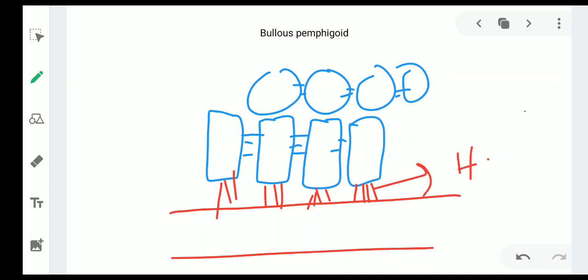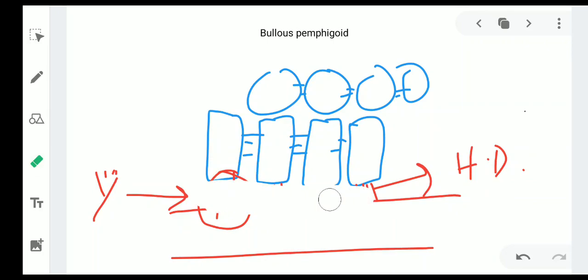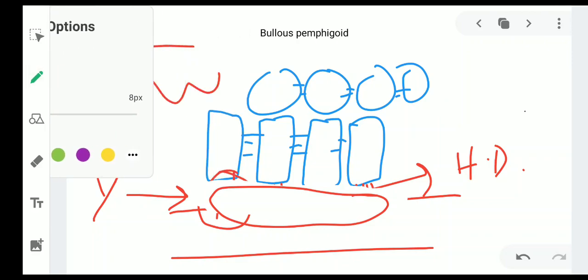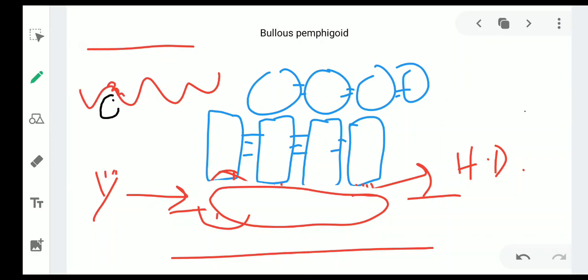Now, in this condition, the antibodies are produced against these sites, the hemidesmosomes. So, when these connections are destroyed, a vesicle formation will occur here. As you can see, this is the epithelium, this is the basement membrane, and these are the basal cells. So, the vesicle will be formed somewhere here.